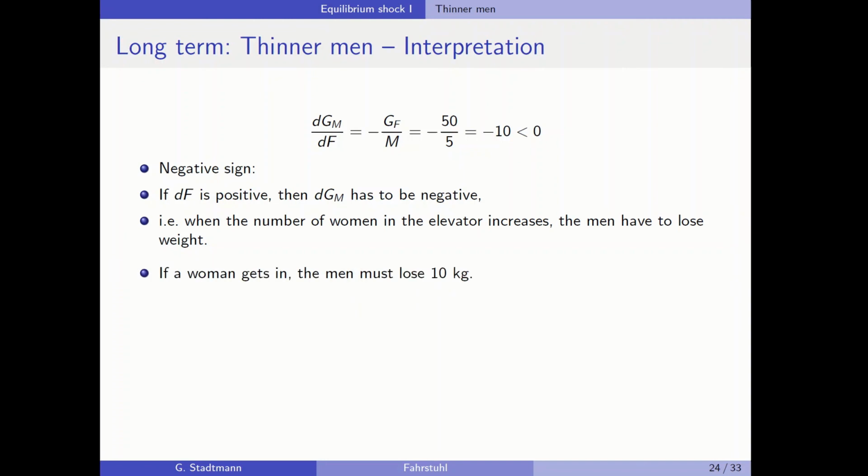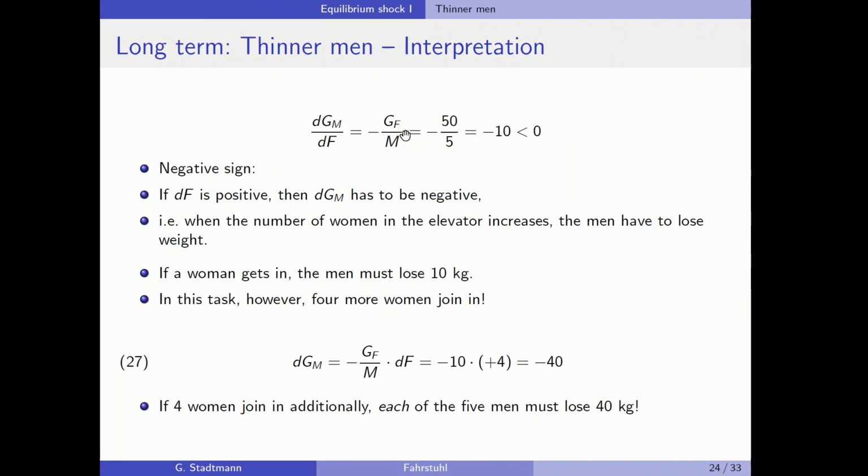If one woman gets in, the man must lose like 10 kilograms. This stems from the numerical example. In our task, however, it is the case that 4 more women join in, and then we have to put this df on the other hand side of the equation. We get to this relationship here, and then we get the result that dgm is equal to minus 40. So if 4 additional women are joining the elevator, each of the 5 men has to lose 40 kilograms.